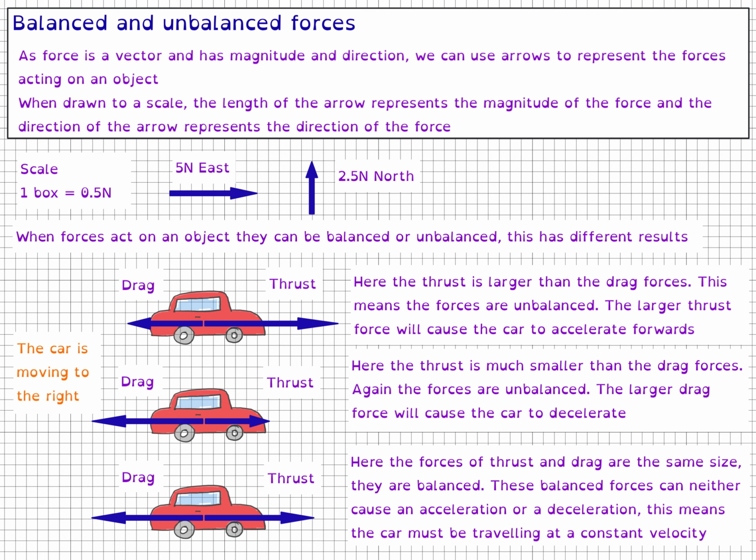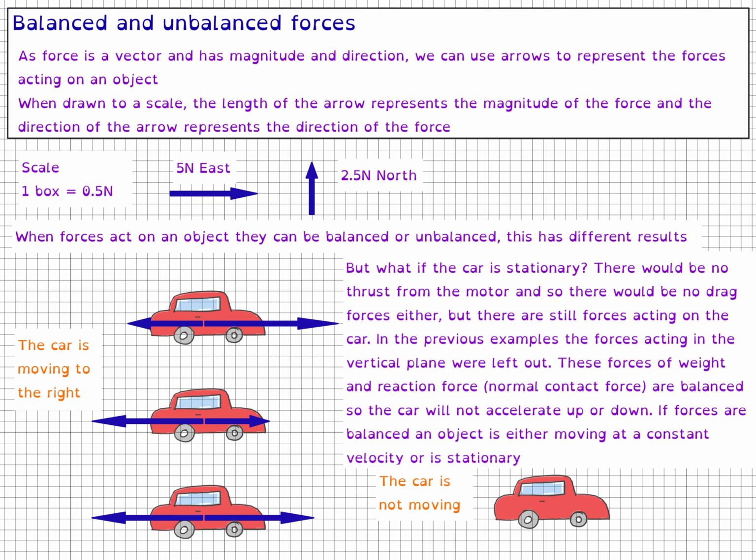Here, the forces of thrust and drag are the same size. They are balanced. These balanced forces can neither cause an acceleration nor a deceleration. This means the car must be travelling at a constant velocity. But what if the car is stationary? There would be no thrust from the motor, and so there would be no drag forces either. But there are still forces acting on the car.